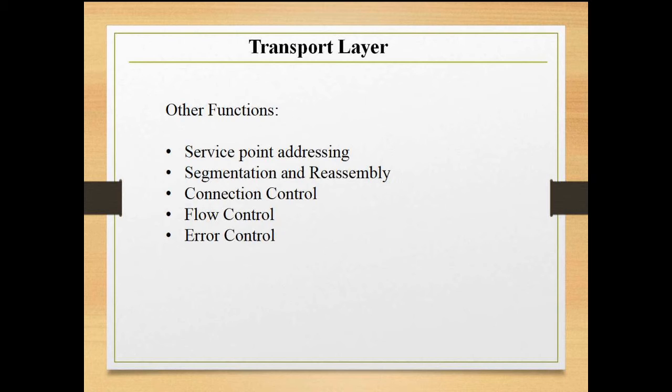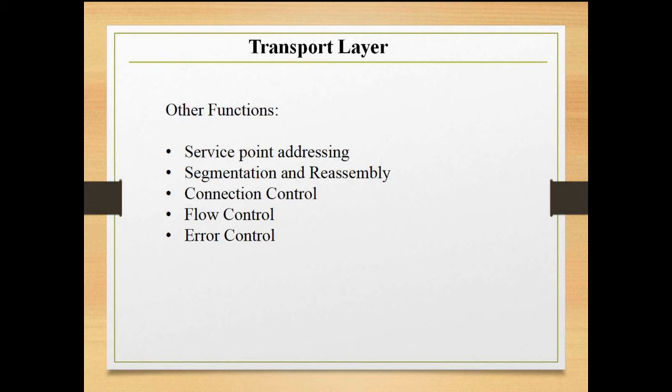Segmentation and reassembly. A message is divided into transmittable segments, with each segment containing a sequence number. These numbers enable the transport layer to reassemble the message correctly upon arriving at the destination and to identify and replace packets that were lost in transmission.